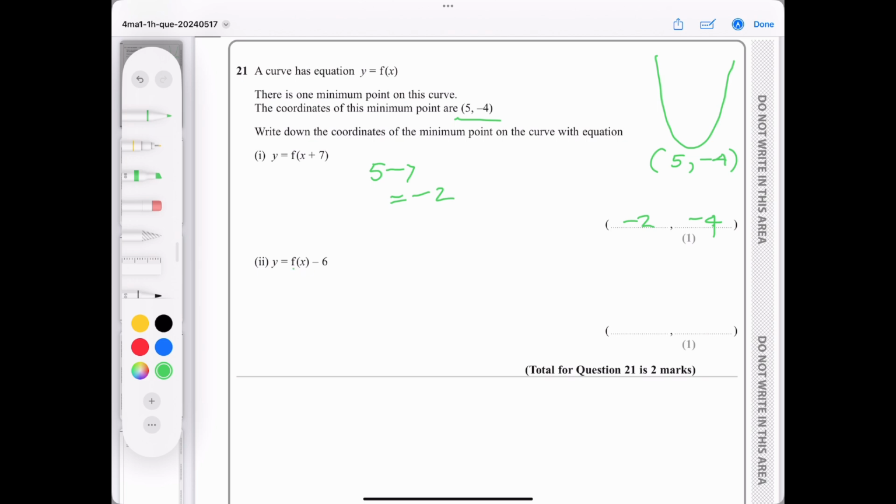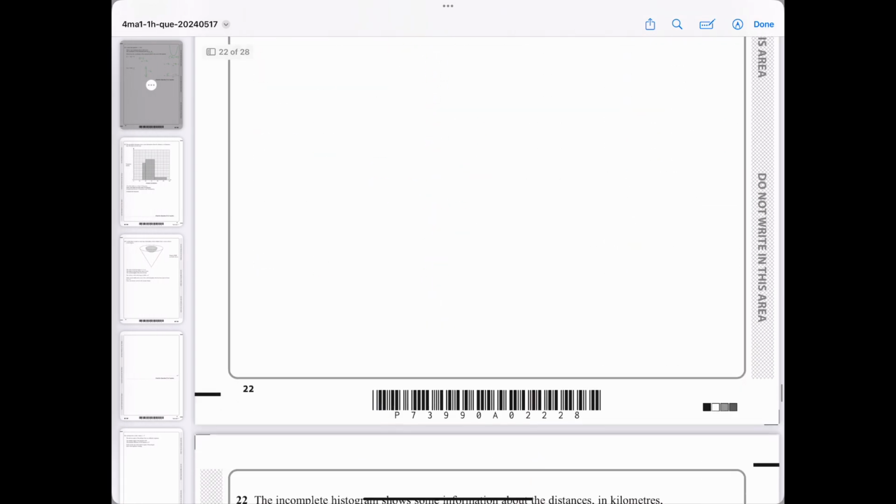Now this is f(x) minus 6, and it's outside the brackets, which means you use the vector for the y-axis, so it means it's going up or down. In this case, it literally is going down 6. So going down 6 means you get 5, and then minus 4 minus 6 is minus 10. And that's transformations for you.